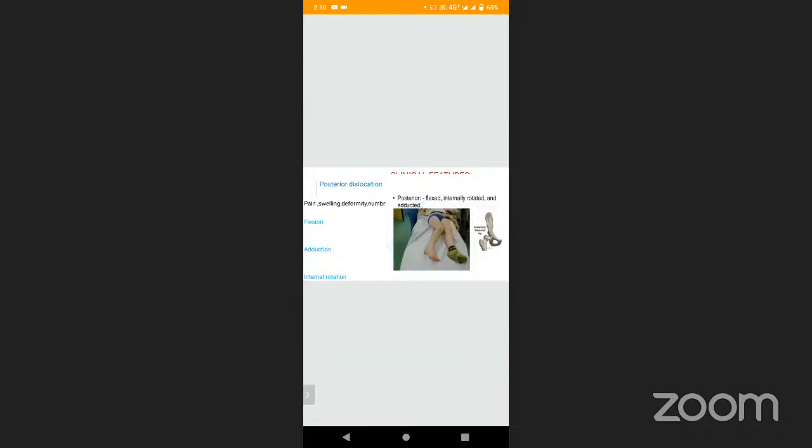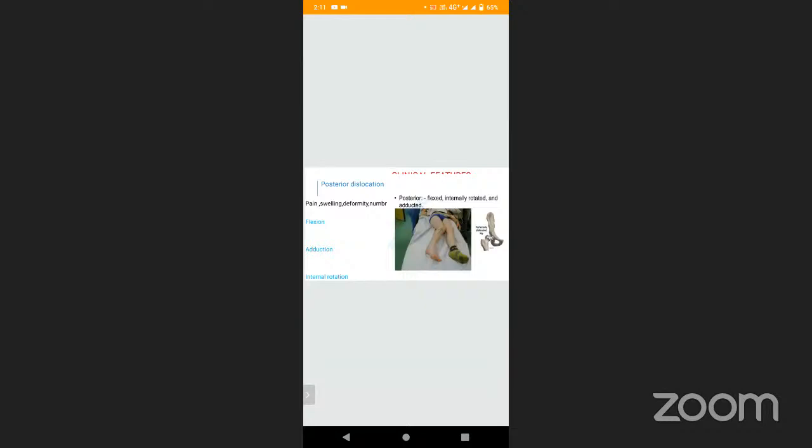First, posterior dislocation. In any dislocation, obviously, there will be severe pain. Actually, the pain in dislocation is more severe than the pain due to fracture. Any dislocation anywhere in the body will cause tremendous pain. So there will be pain and swelling around the hip joint. There will be deformity and sometimes there will be numbness.